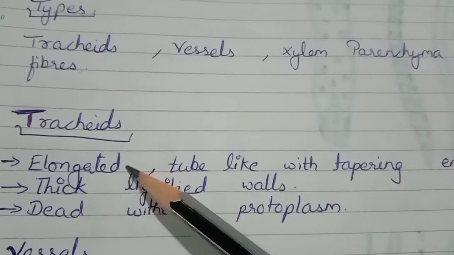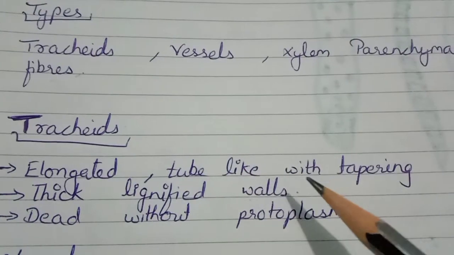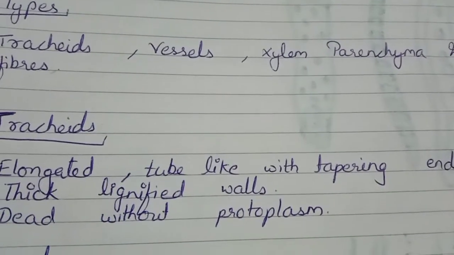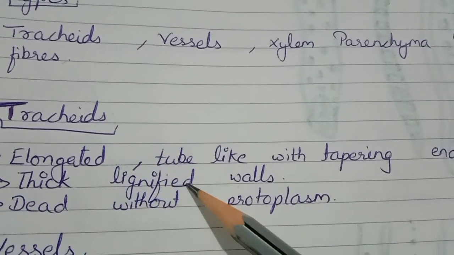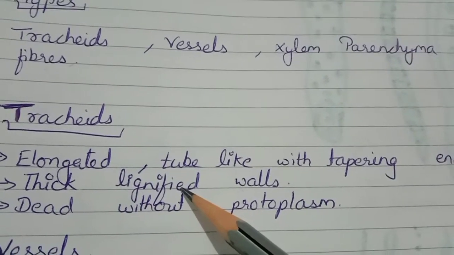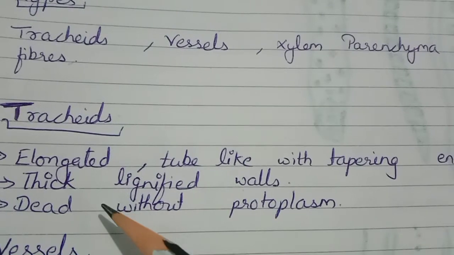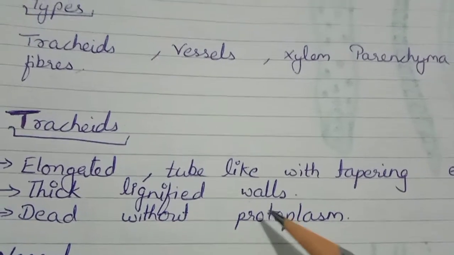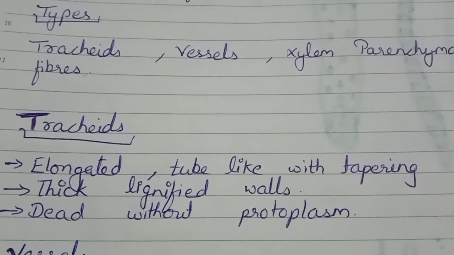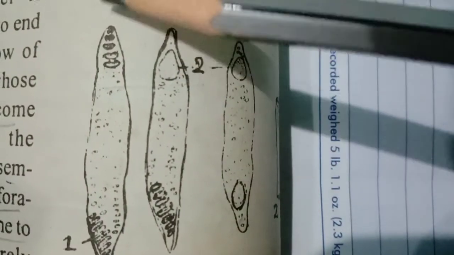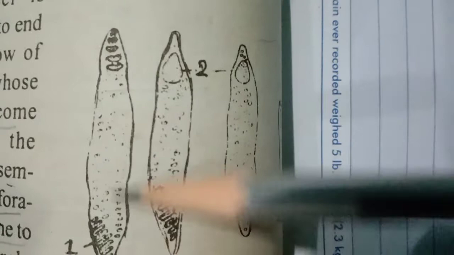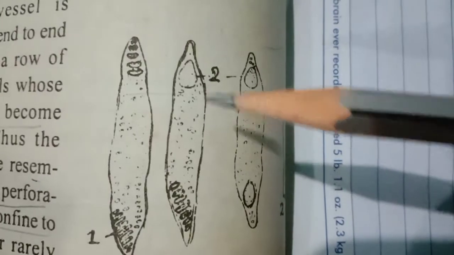It has an elongated tube-like structure having tapering ends, and it is highly lignified. That means the cell wall has lignin on it, and it is dead tissue without protoplasm. This is the tracheids. You can see there are three types of tracheids shown. This is long, tapering. Tracheids.